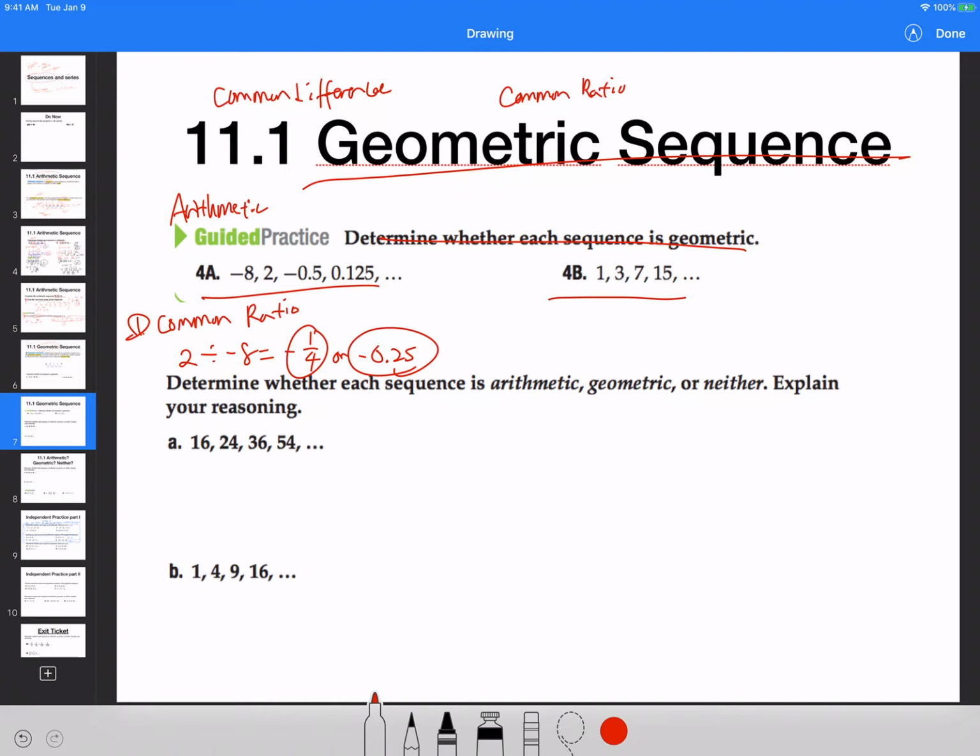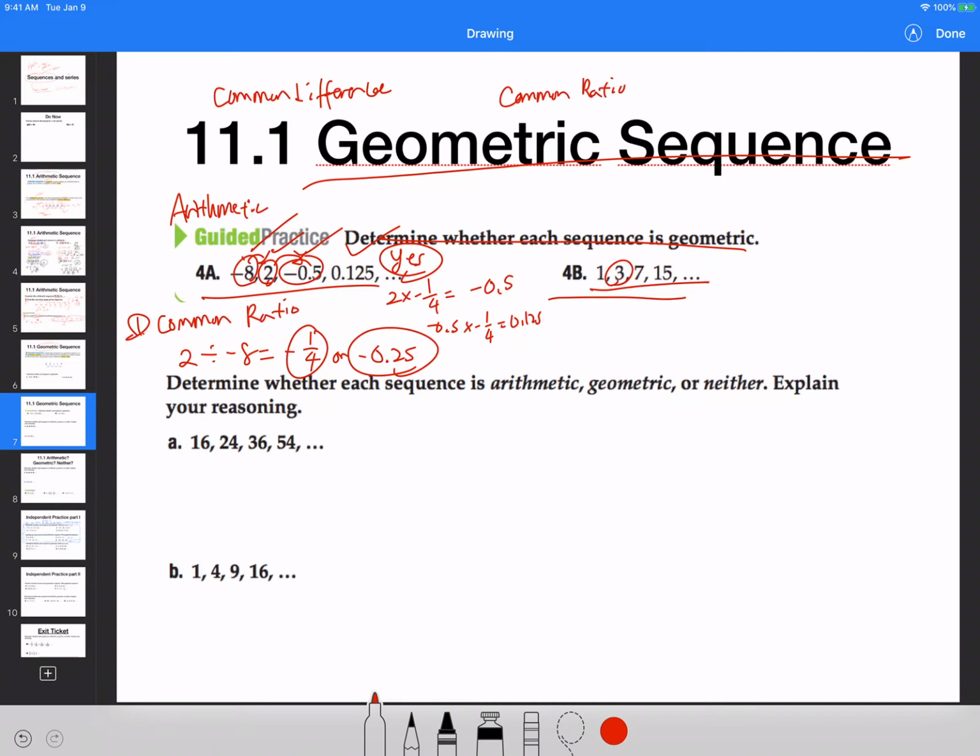So if you take your calculator, if you would like to, take negative 8 multiplied by negative 1 over 4 and get 2. Take 2 multiplied by negative 1 over 4, you should get negative 0.5. And negative 0.5 times negative 1 over 4, I believe, should get you 0.125. So everything checks out. So yes, this is certainly a geometric sequence.